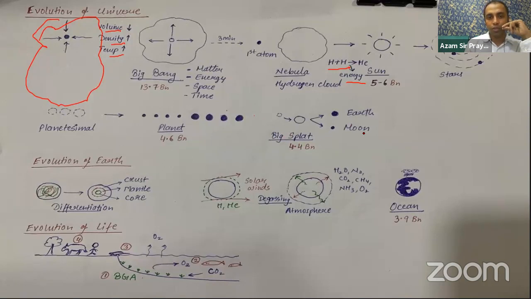This was a prelims question: the Big Splat is responsible for what? It is responsible for the formation of the moon. So Big Bang is responsible for what? It is responsible for the creation of the universe. Okay, the nebula theory is responsible for what? It is responsible for the creation of the sun. So for general studies, you don't need to go very much into detail. Okay, this much detailing is sufficient.